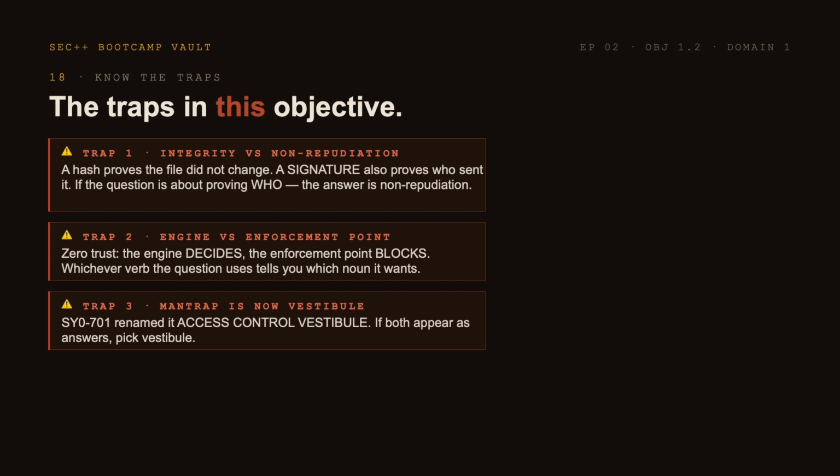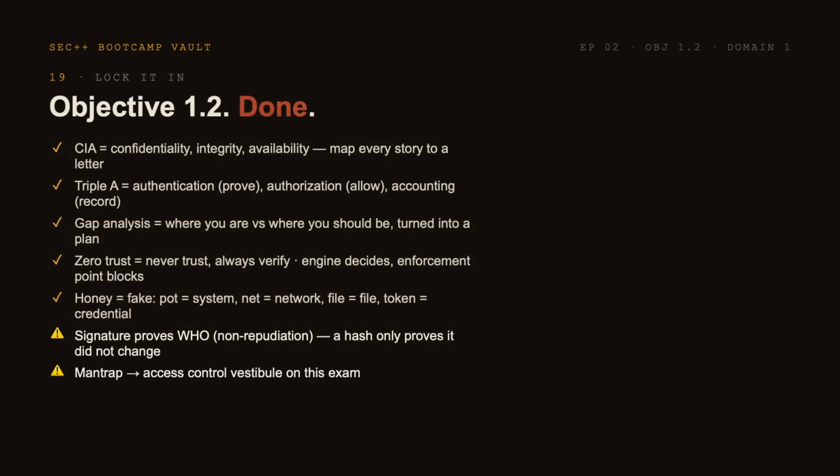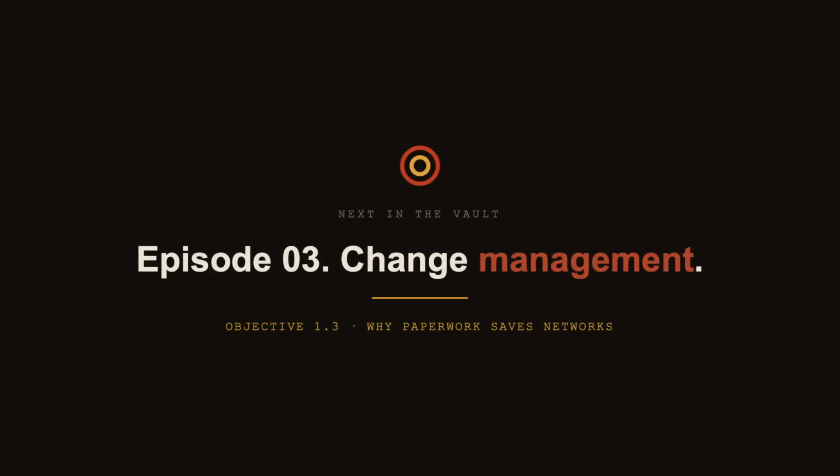CIA. Confidentiality, integrity, availability. Map every story to a letter. AAA. Authentication proves, authorization allows, accounting records. Gap analysis compares where you are to where you should be and turns the difference into a plan. Zero trust never trusts and always verifies, with the engine deciding and the enforcement point blocking. Physical security runs from bollards to vestibules to sensors, and everything honey is fake bait that tattles. Know the two traps. Signatures prove who. And man-trap is now vestibule. Objective 1.2, done. Next time, Objective 1.3.